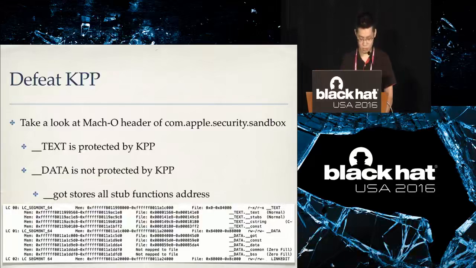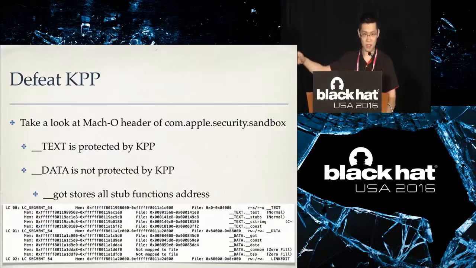Here's the output of the Mach-O header. We pay attention to the protection flags here. The text segment is obviously protected by KPP because it's marked RX, but all the data marked as RW is not protected by KPP. And among these data segments, there's a very interesting section called GOT.